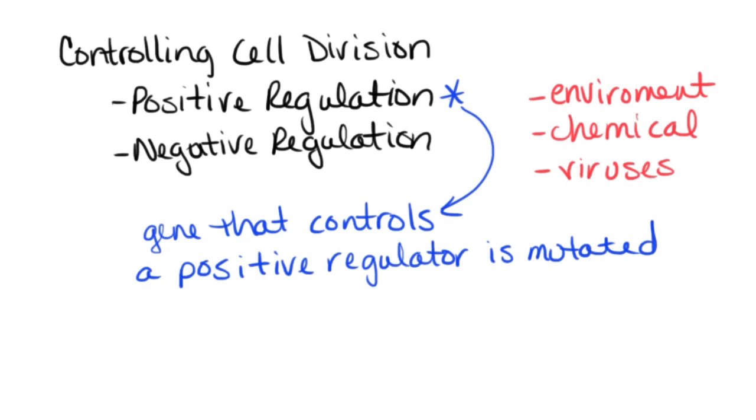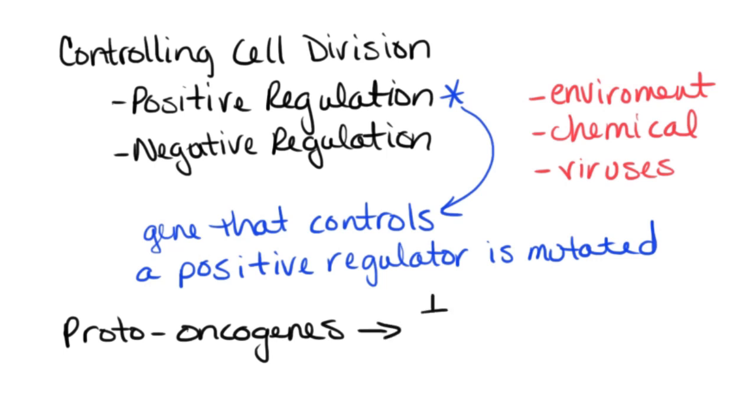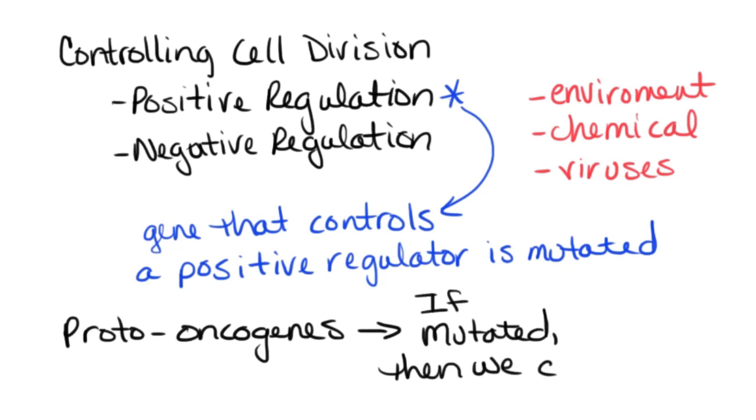We do have a special term for genes that are involved in positive regulation of the cell cycle, and that is a proto-oncogene. So with proto-oncogenes, they are involved in just normal regulation of the cell cycle, but if they do become mutated, then they can potentially cause cancer. If mutated, then we can have them cause cancer. And so then, if they are actually resulting in cancer, we call them oncogenes.